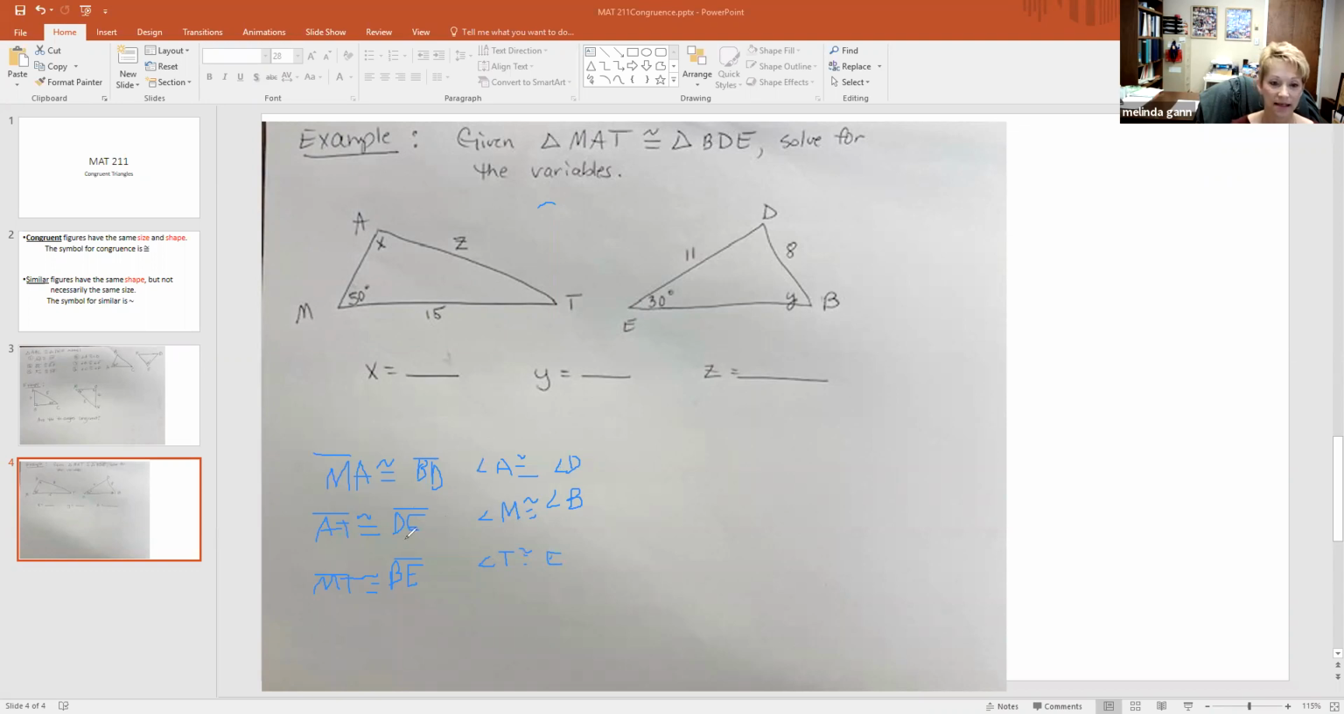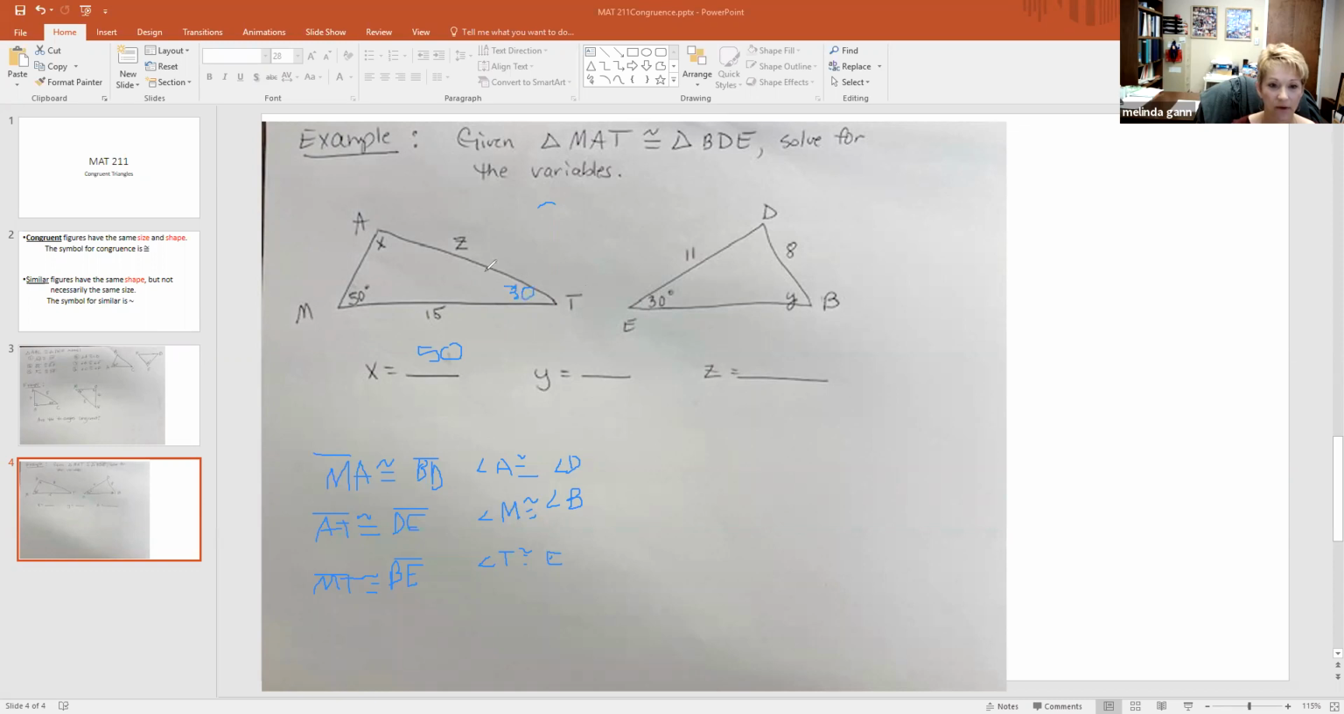Now look at why this makes it easier. All right, what's angle M supposed to match? Angle B. So if angle M is 50, that means angle B has to be 50. Look why this helps me. All right, I also know that, what about T? Well, angle T's got to match angle E. So T and E have to be the same. So if E is 30, that means T is going to have to be 30.